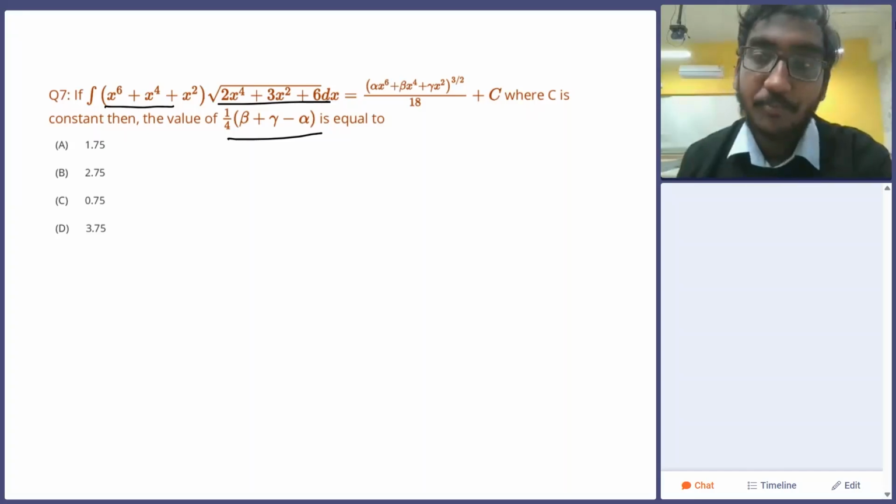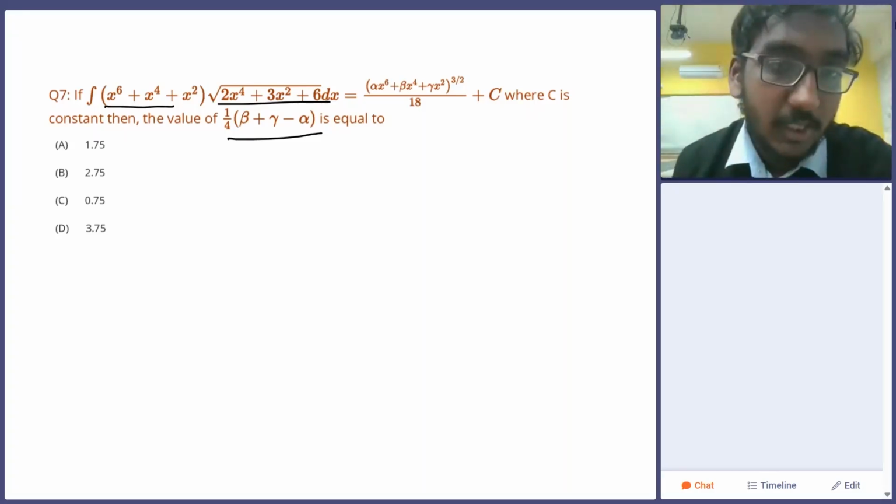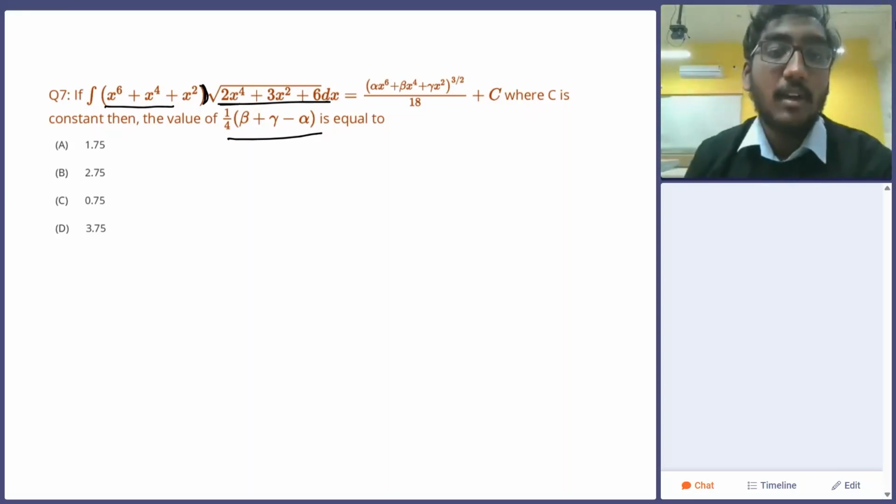Why? Because here the degree is, sorry, should be 3. It should be 3 actually, not 5, because here the highest power, that is the degree, is 4. So here it should be 3. So what I will do is make this power as 6 and this as 5. I will transform it in such a way.